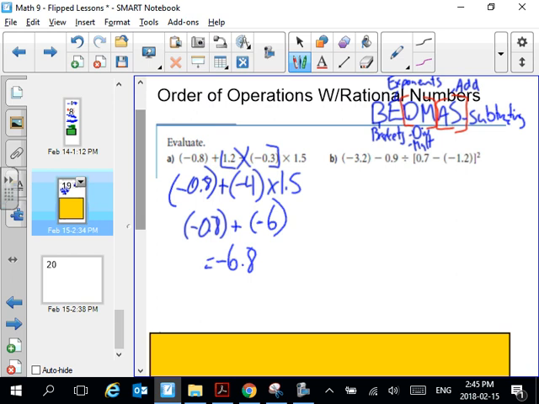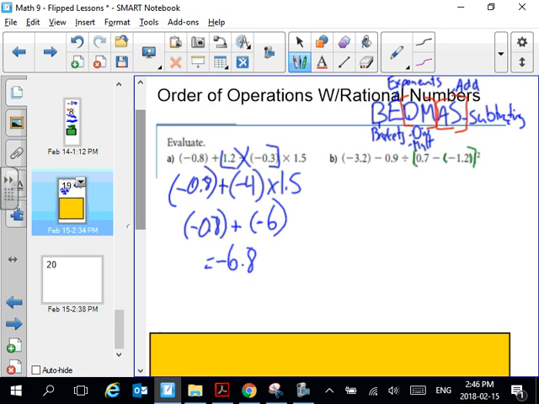Let's take a look at another quick example here. We have negative 3.2 minus 0.9 divided by 0.7 minus negative 1.2 squared. This one's a little bit more complicated. We get to see how our order of operations starts to involve brackets and exponents. I have square brackets and then I have small brackets.